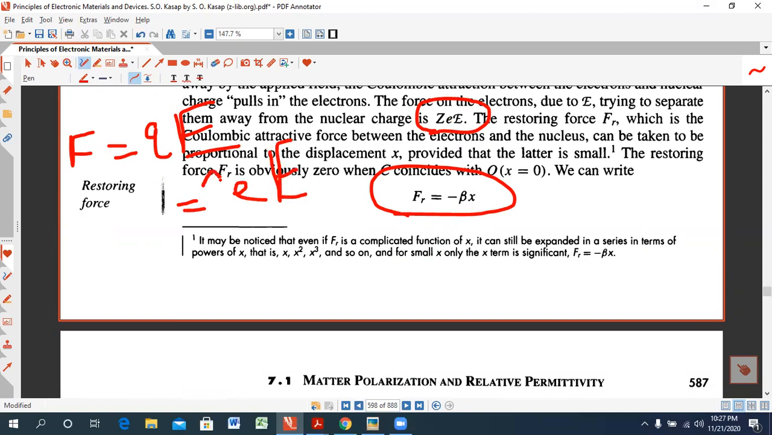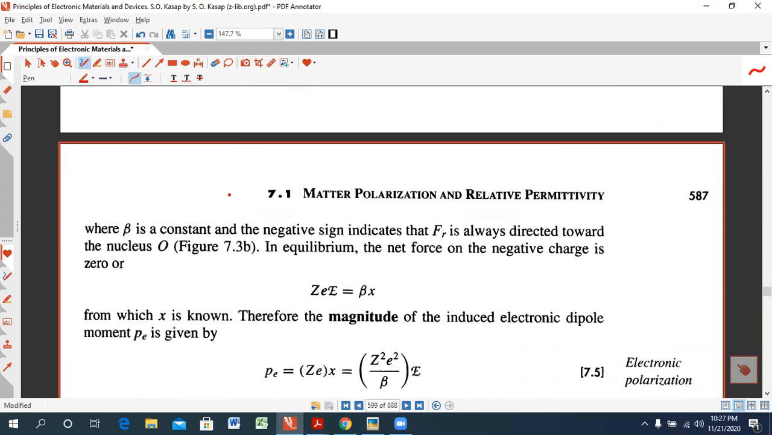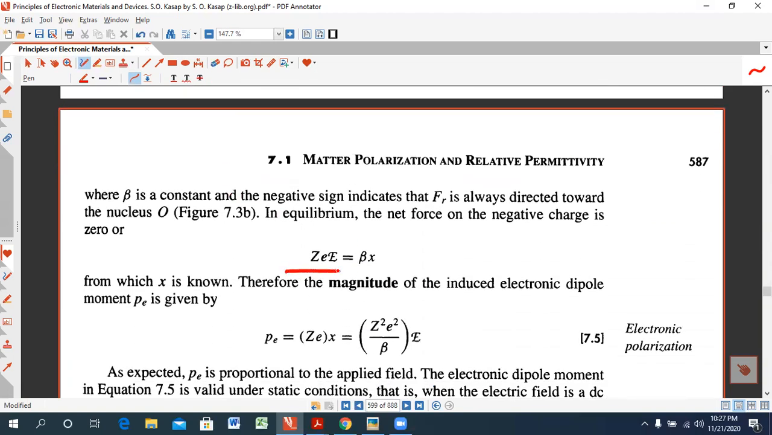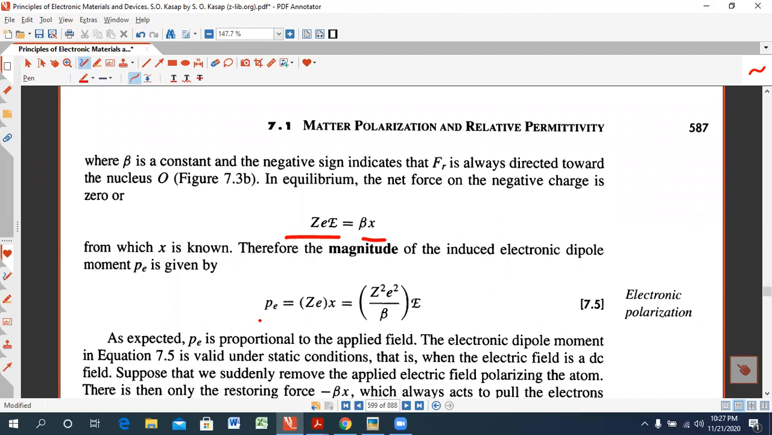If we have Z number of charges, then that should equal Ze. So we can say that these two forces should be equal. That is ZeE, or QE, should equal beta x. Now we can define the electronic polarization P_e equals Zex. So if we put the value of x from here, then we can find out this thing.